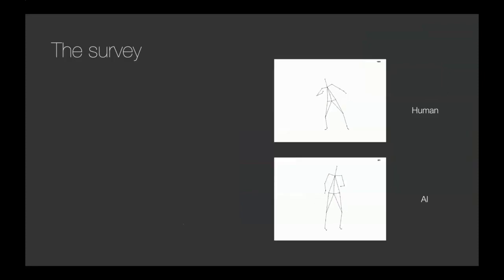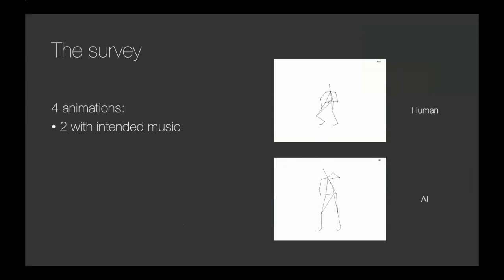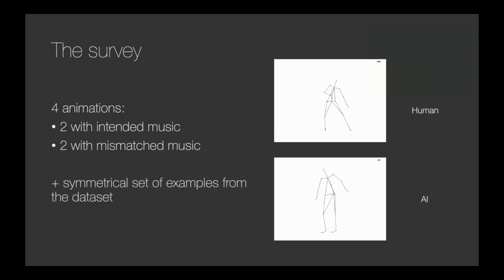To generate the stimuli for our survey, we used the audio features for song F and B to prompt the MDRNN. We then present these examples once with their intended song and once with a different song in order to cause a mismatch between the sound and movement. We also included a symmetrical set of examples from the dataset for comparison, i.e. musically matched and mismatched animations of human dancers using the same musical stimuli.